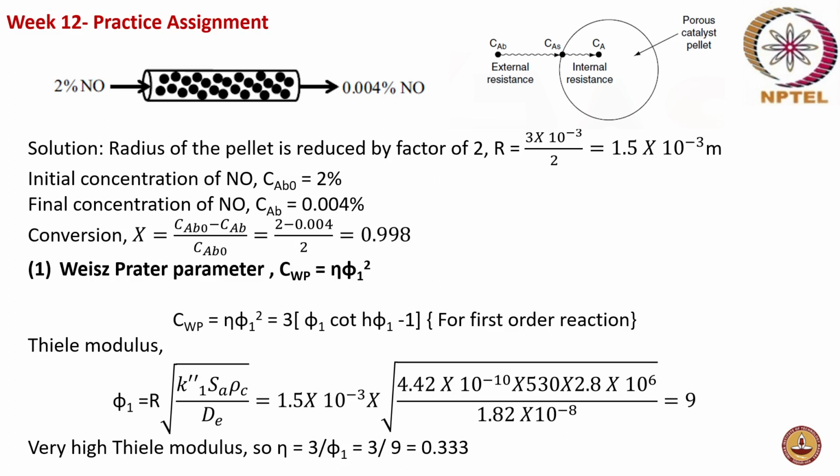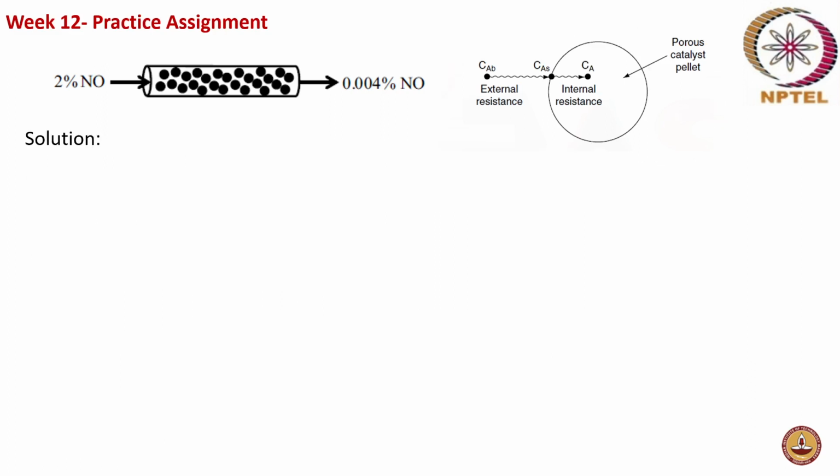So very high Thiele modulus. This is a higher Thiele modulus. Right. So if you substitute this Thiele modulus value in this coth expression, you will get the value as 1 only. So your eta can be simply written as 3 by phi 1. That is 3 by 9. That is 0.333. Okay.